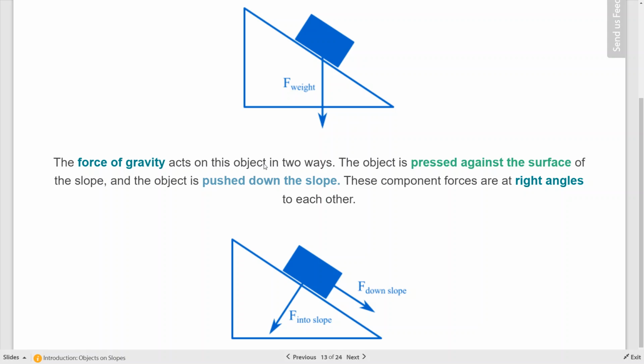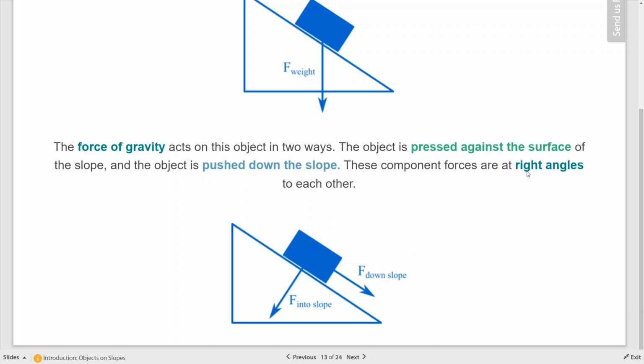The force of gravity acts on the object in two ways. The object is pressed against the surface, so we have a component of the gravity in this direction pushing against the surface, and we have a component down the slope pulling the object down in this direction. It's only the friction stopping it going in that direction. So this is the total weight getting pulled down. We can resolve that into two components, one which is orthogonal to the surface of the slope and one which is parallel to the slope.